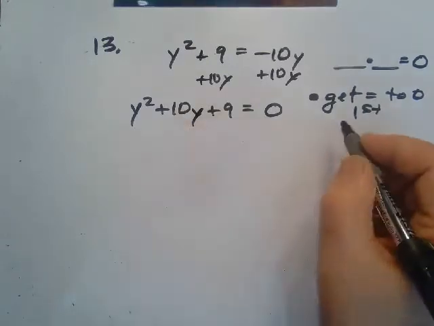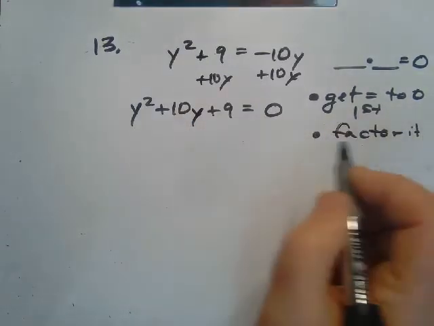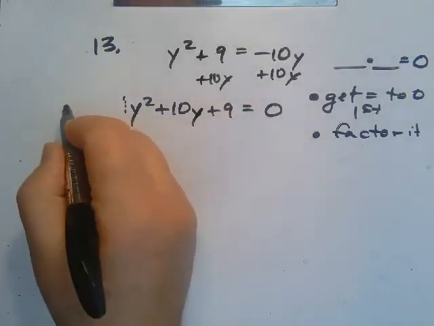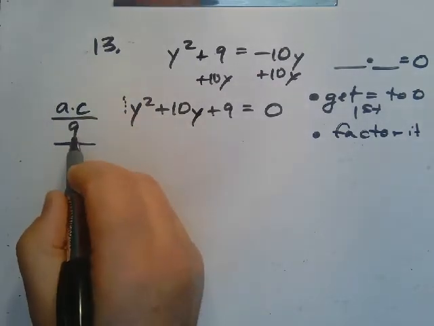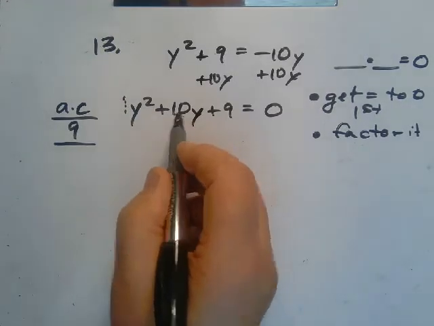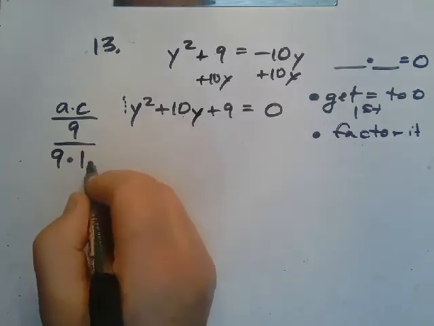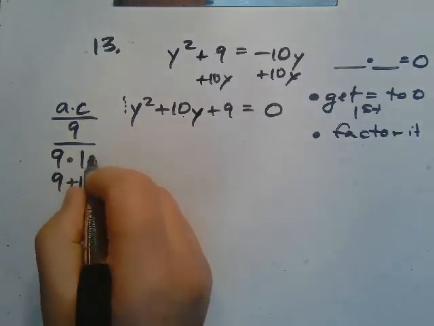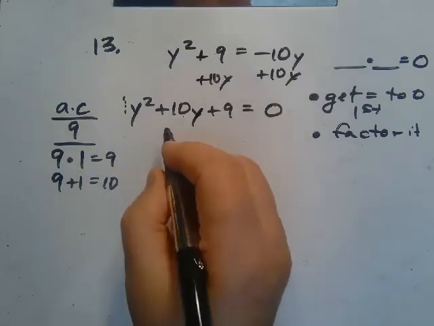All right, now the second thing we're going to do is factor it. Okay, so here we go. 1 times 9 is 9. AC is 9. What are the factors of 9? When I multiply, I get 9, but when I add, I get 10. Well, that's pretty easy. That's positive 9 times a positive 1. When I add them, I get 10. When I multiply them, I get 9. So 9 and 1 are my 2 numbers.